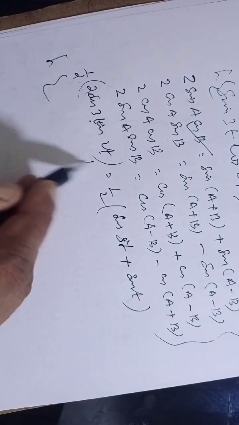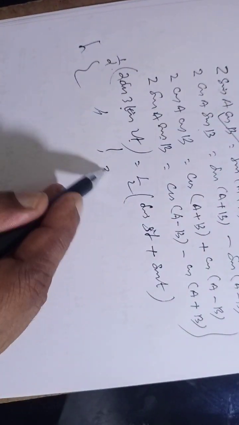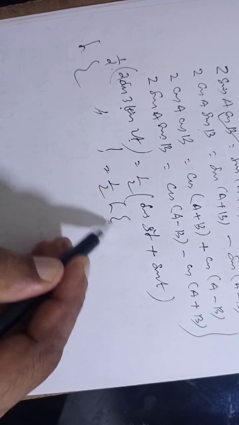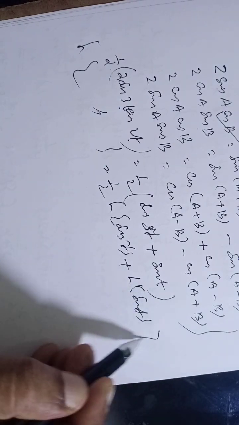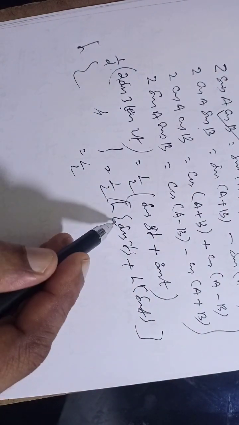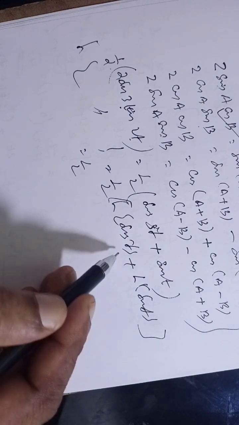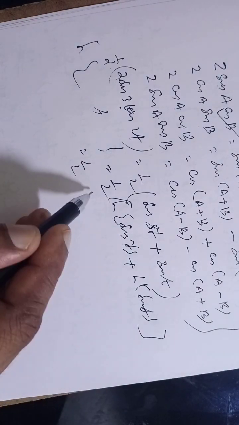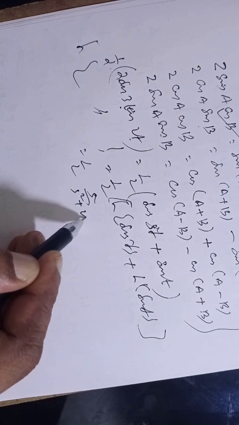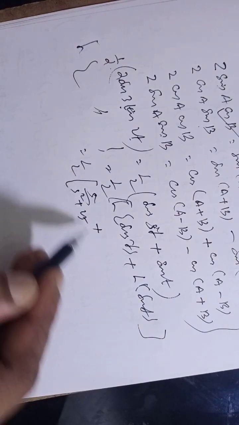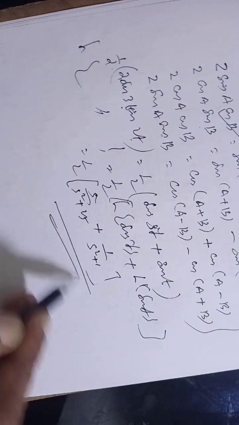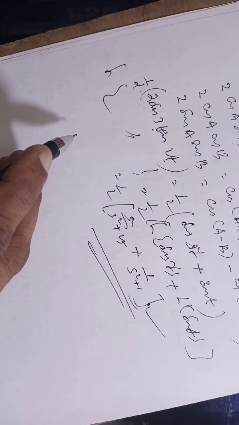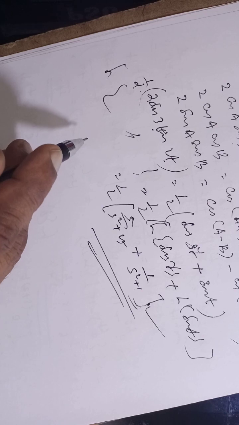And L of this. To find this, we are using linearity: half into L of sin 5t plus L of sin t. That is half into L of sin kt, which you know is k by s square plus k square. L of sin 5t is 5 by s square plus 5 square, 25, plus L of sin t, that is 1 by s square plus 1. This is the answer. For any such questions with a product of two trigonometric functions, the easy method is like this.